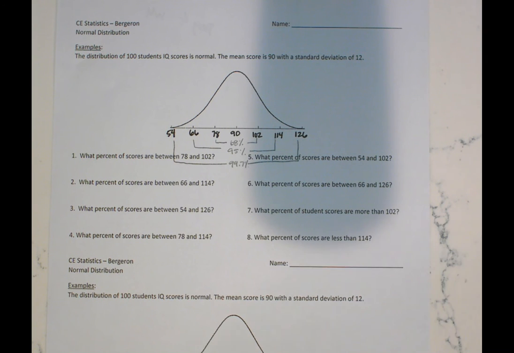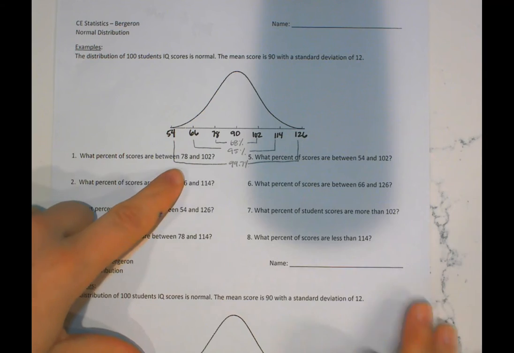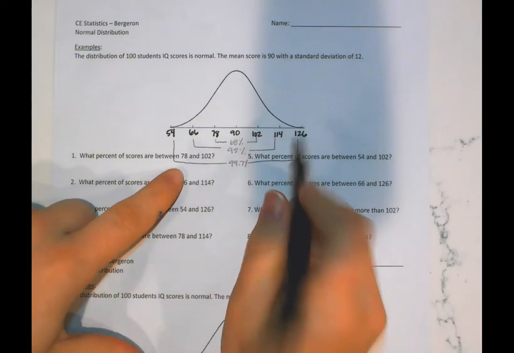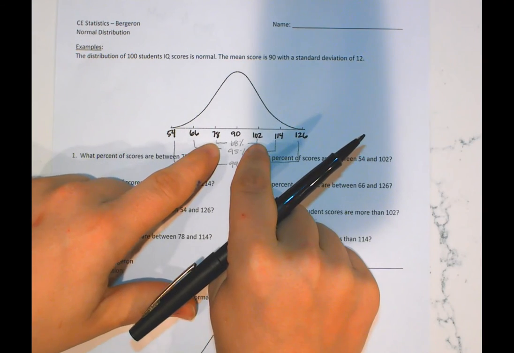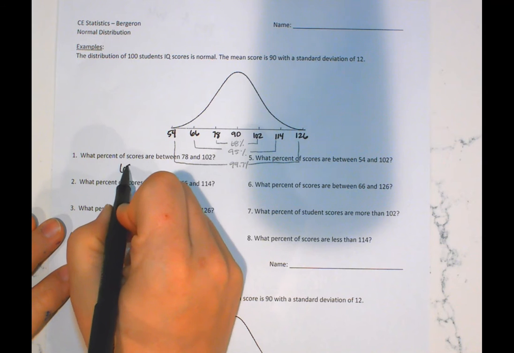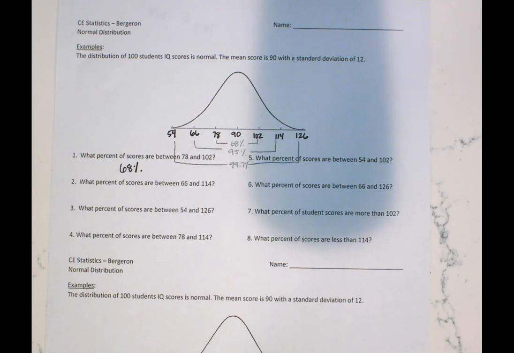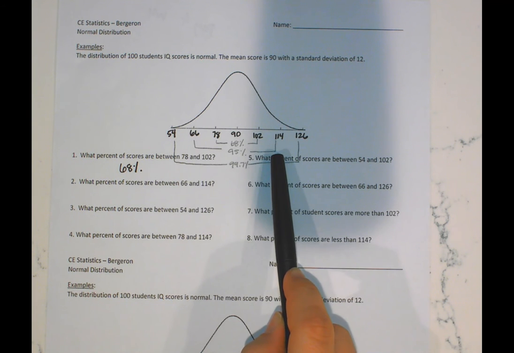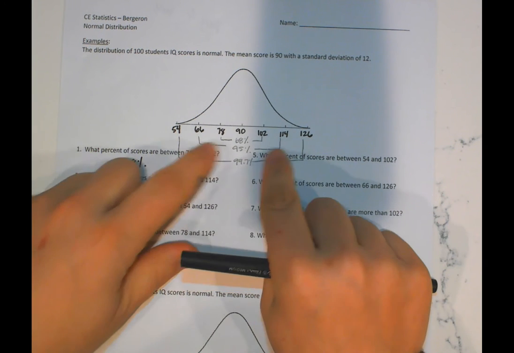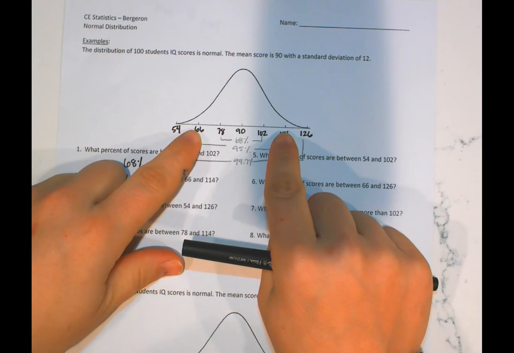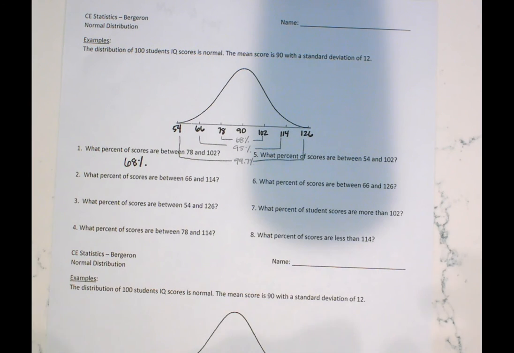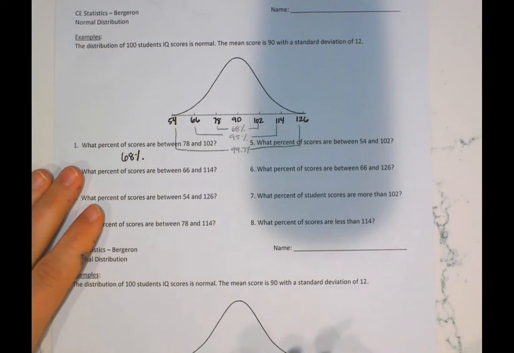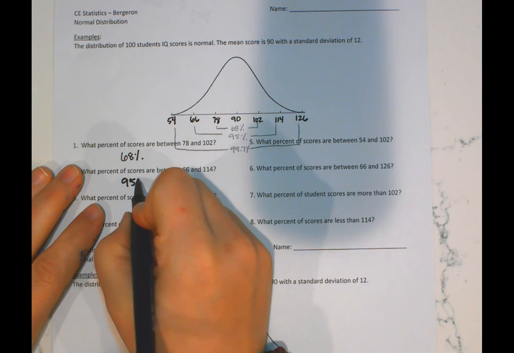So for instance, the first question asks, what percent of scores are between 78 and 102? Well, that's 1 standard deviation on both sides. So my empirical rule says 68%. My next one says between 66 and 114. So I'm 2 standard deviations from the mean on both sides. So the empirical rule says that the percentage there is 95%.